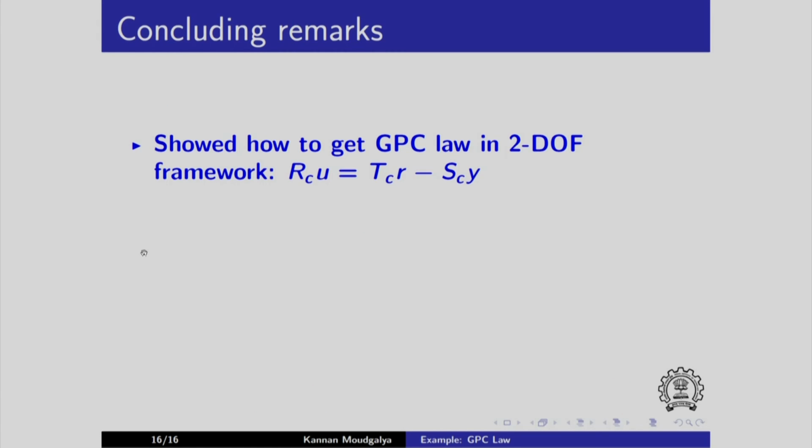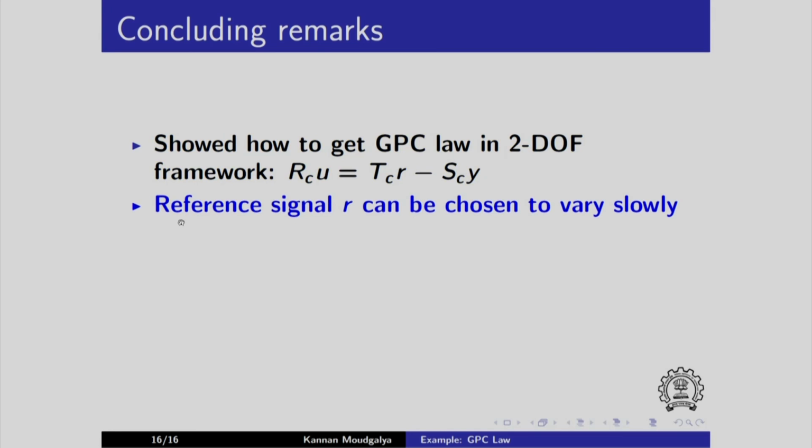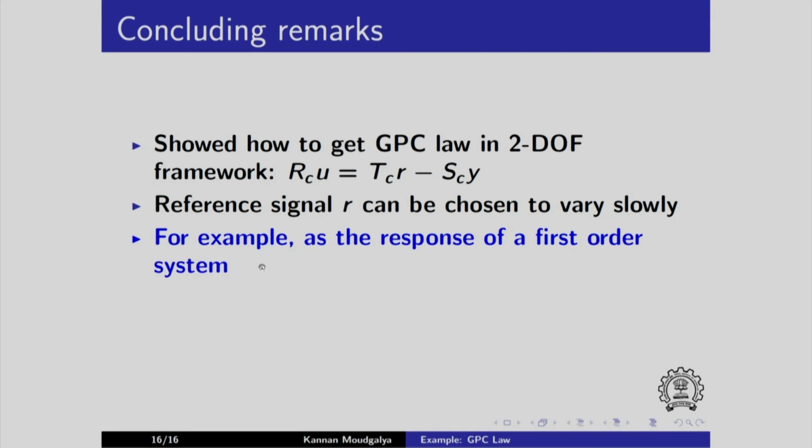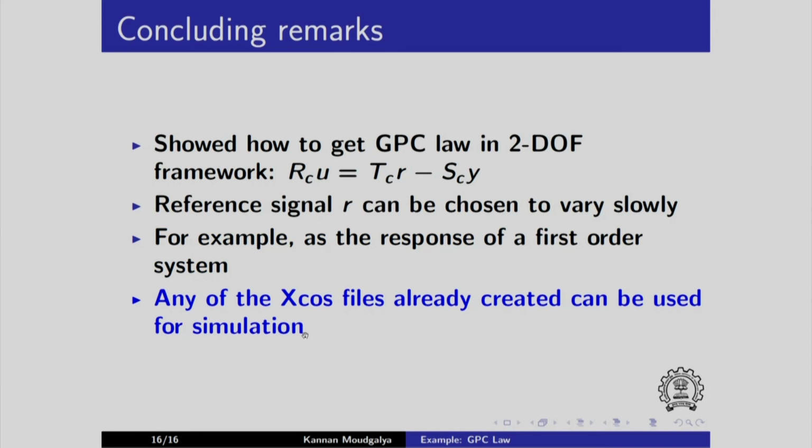To conclude, we showed how to get the GPC law in 2DOF framework. We have to choose the reference signal R to vary slowly. For example, we could choose R as the response of a first order system. A similar response was shown in the schematic in the previous video. Any of the XCOS files already created and used in the previous videos can be used for simulation using this 2DOF control law. So we got a 2DOF controller out of GPC control law as well.